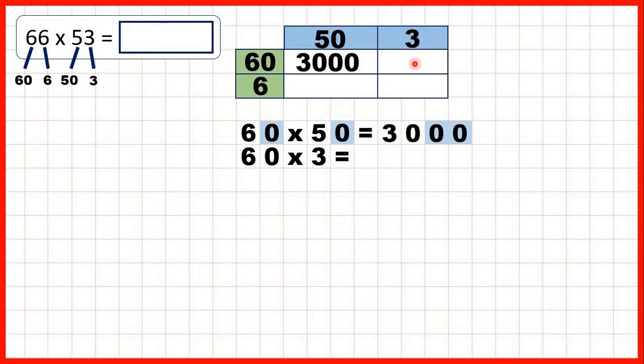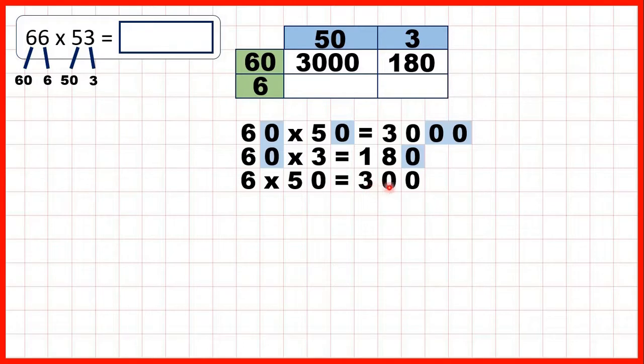For this box, we need to work out 60 times 3. That's 180 because 6 times 3 is 18, and then we need one end zero. For this box here, we need 6 times 50, so that's 300 because 6 times 5 is 30, and then if there's one end zero in a multiplication question, there will be one end zero in the answer. And this box here, we need 6 times 3, so that's 18.